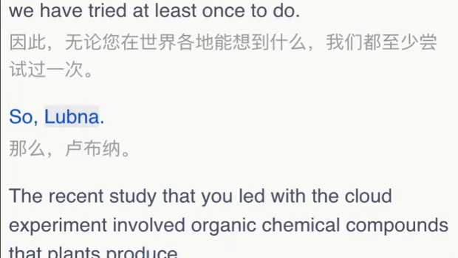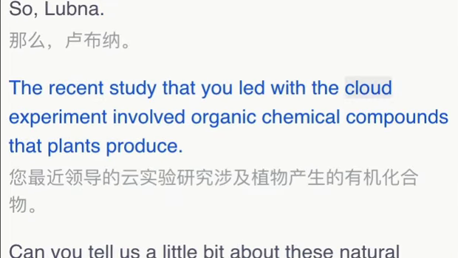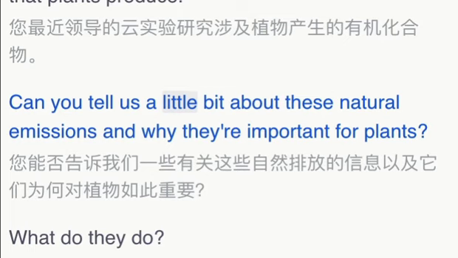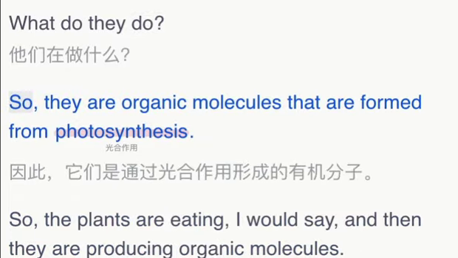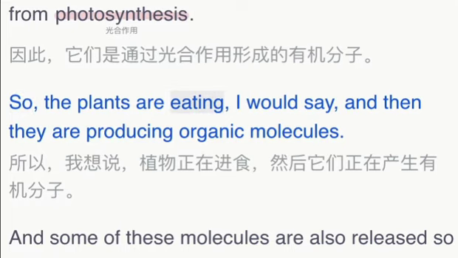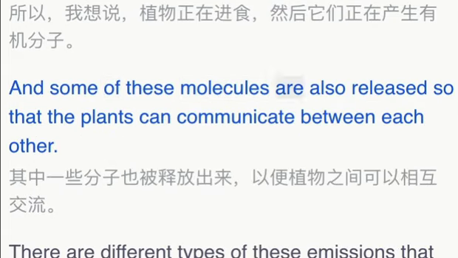So, Lubna, the recent study that you led with the CLOUD experiment involved organic chemical compounds that plants produce. Can you tell us a little bit about these natural emissions and why they're important for plants? What do they do? So they are organic molecules that are formed from photosynthesis. So the plants are eating, I would say, and then they are producing organic molecules, and some of these molecules are also released so that the plants can communicate between each other.